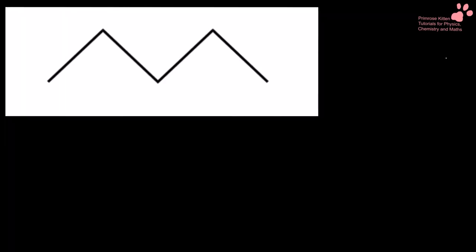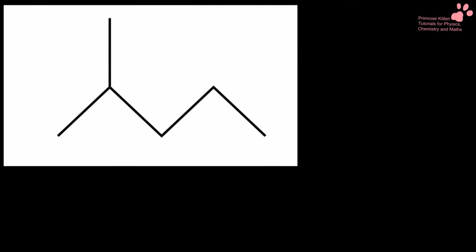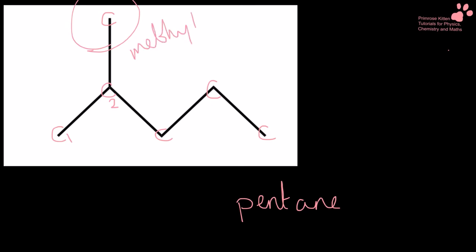Name this. Here we have one, two, three, four, five carbons in a row, so this is simply pentane. Name this. Here we have 1, 2, 3, 4, 5, 6 carbons, 5 of them in a straight line, so we can say it is pentane. If we number this 1, 2, this here is a methyl group, so that is 2-methylpentane.